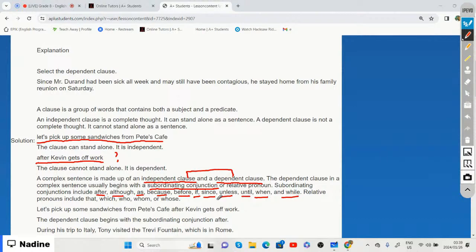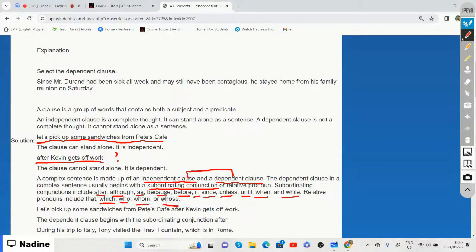So which means that a complex sentence is made up of an independent clause as well as a dependent clause. And the dependent clause within a complex sentence begins with a subordinating conjunction, any of those words which I have just underlined. And then we also have relative pronouns, right? So a dependent clause can either start with a subordinating conjunction or a relative pronoun. And relative pronouns include words like which, who, whom, or whose.